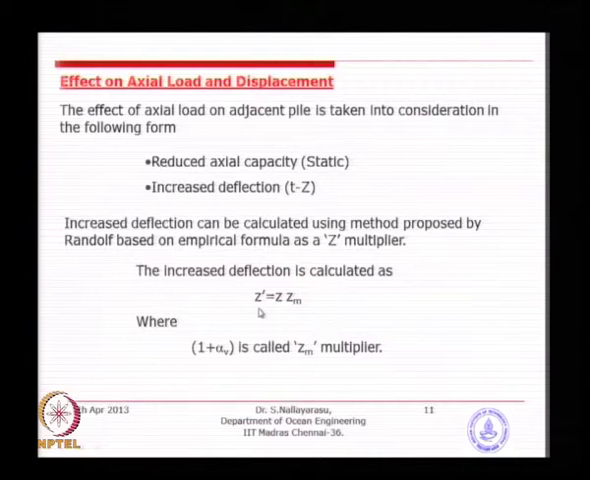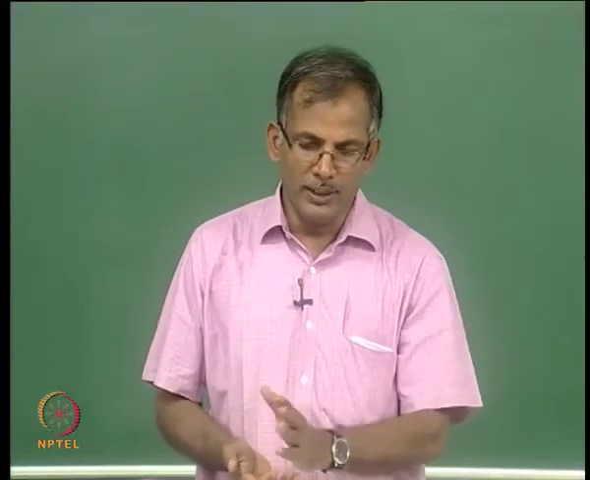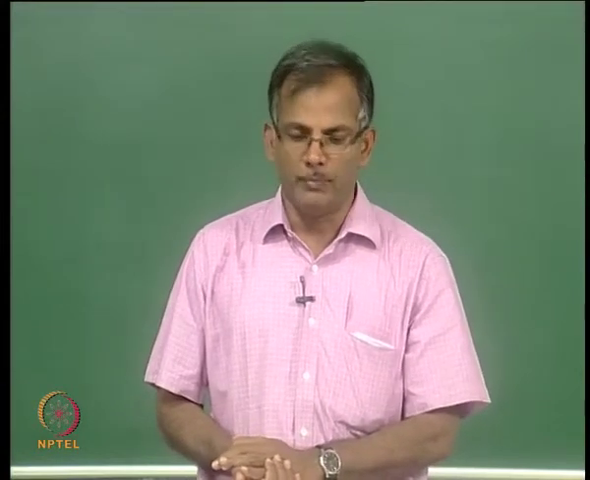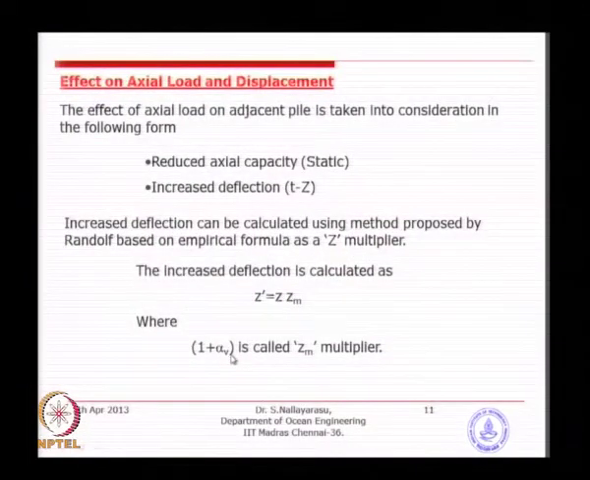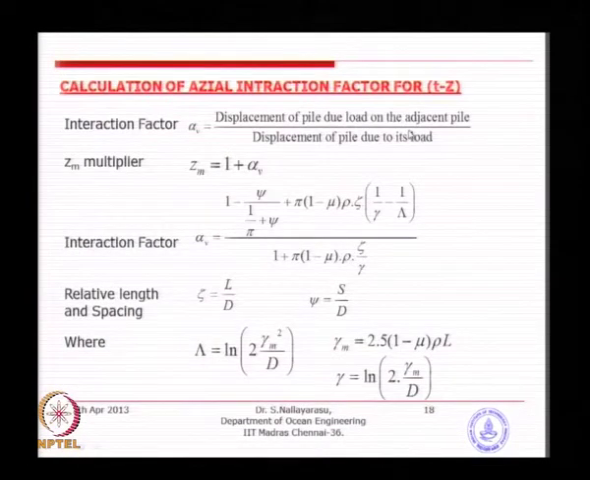And the procedure to calculate, because we were looking at a value something like this. The increased deflection is the deflection of a single pile for the particular load multiplied by the deflection multiplier, which is taken as 1 plus alpha v. So, we are interested in finding out what this alpha v is. The procedure described here is basically the displacement of a pile due to load on an adjacent pile divided by the displacement of the pile due to load on the pile itself.